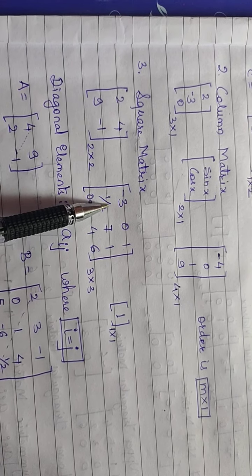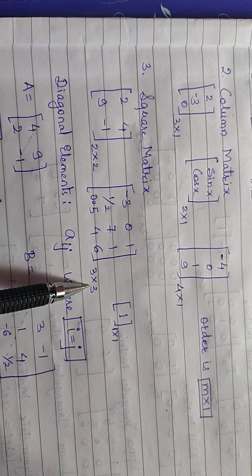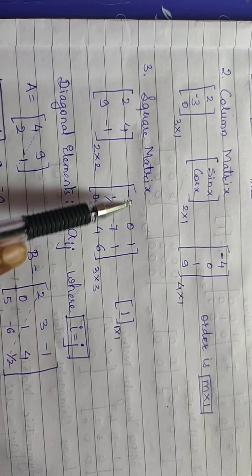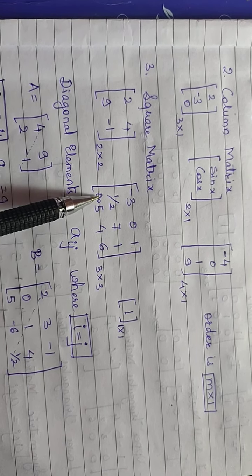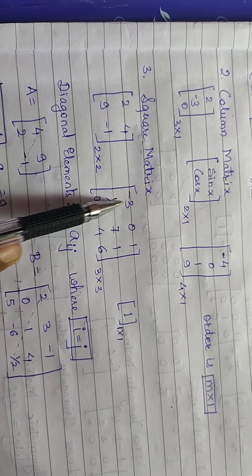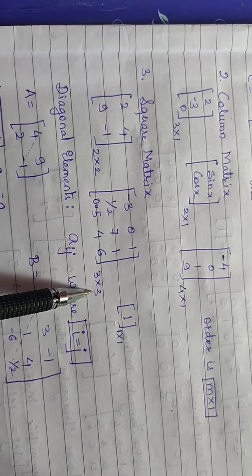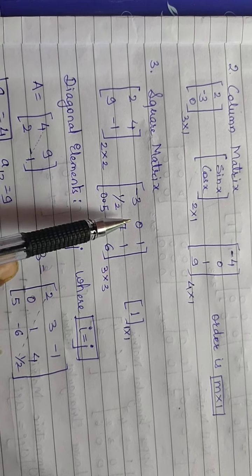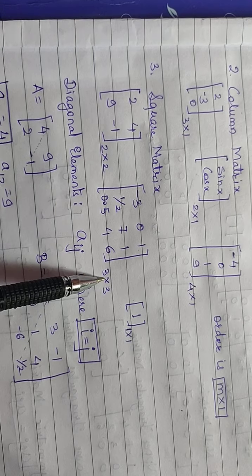In the next example, there are 3 rows and 3 columns. Order of this matrix is 3 by 3. -3, 0 and 1 is the first row, 1 by 2, 7, 1 is the second row, 0, 5, 4, 6 is the third row. And similarly, these 3 are the columns. So order of this matrix is 3 by 3. Again, number of rows is equal to number of columns. It is a square matrix of order 3.